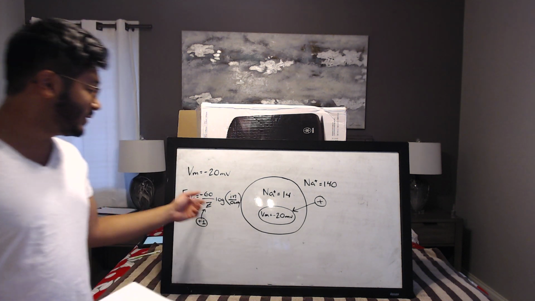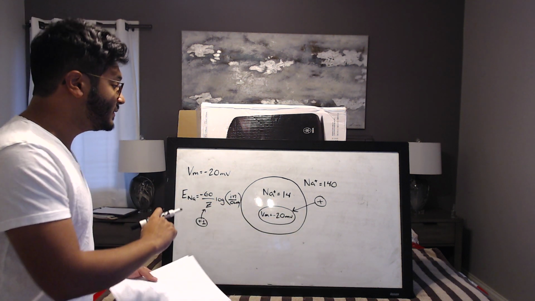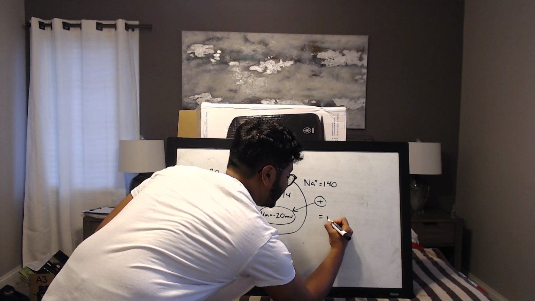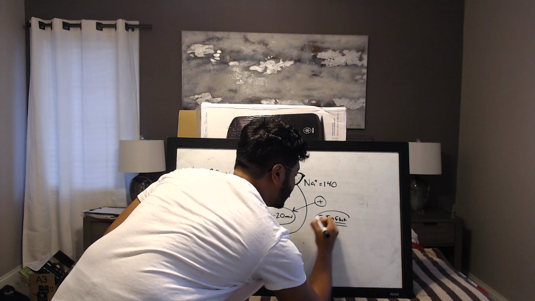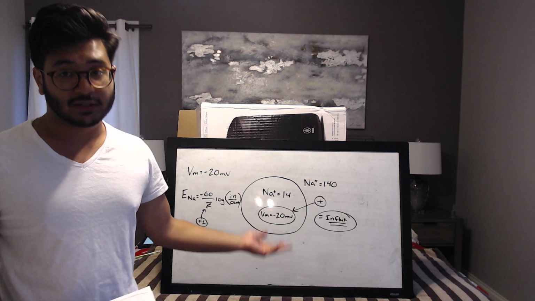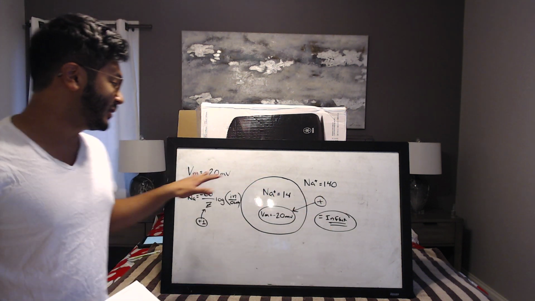But anyway, what you want to do with this is that's going to give you a direction of flow. So in this case, the direction of flow is going to be an influx because sodium is positive and it's going to be flowing towards the negative interior of the cell. So let's hold on to that for a second and let's go back and look at this.